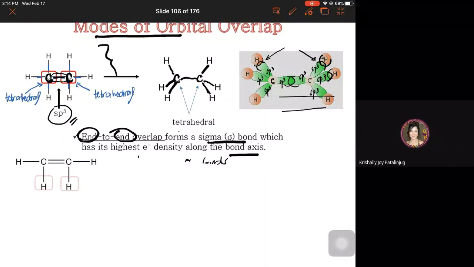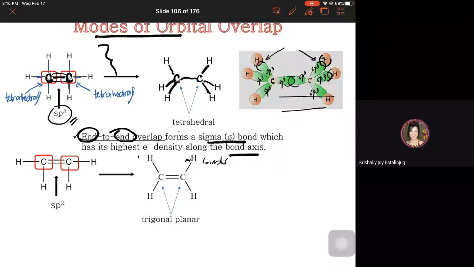So for ethylene, take note that each of the central carbons is in a trigonal planar shape. Naka-trigonal planar arrangement, kasi each of the carbon merong 3 electron groups. Kapag tatlo yung electron groups that surrounds each central atom, then that is a trigonal planar shape. And kapag trigonal planar shape, ano yung hybrid orbitals na yan? sp2. Alright? So, naka-sp2 hybridized each carbon atom for ethylene.